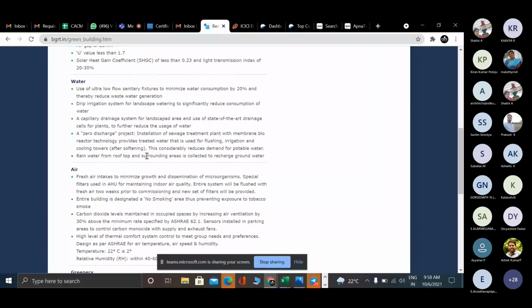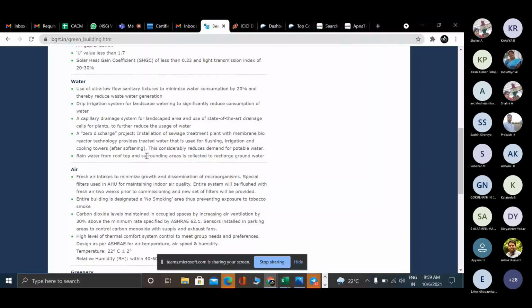One is using low flow sanitary fixtures, so that the consumption is reduced by 20%. There are aerators available in the market. They have used them for each tap based on the requirement. Not necessarily all the taps should have the same flow. According to the use, they can have the aerators. So the aerators are fixed in all the taps, and they used a drip irrigation system for landscape. And they made a capillary drainage system for the landscaped area and used state-of-the-art drainage cells for the plants to further reduce the usage of water.